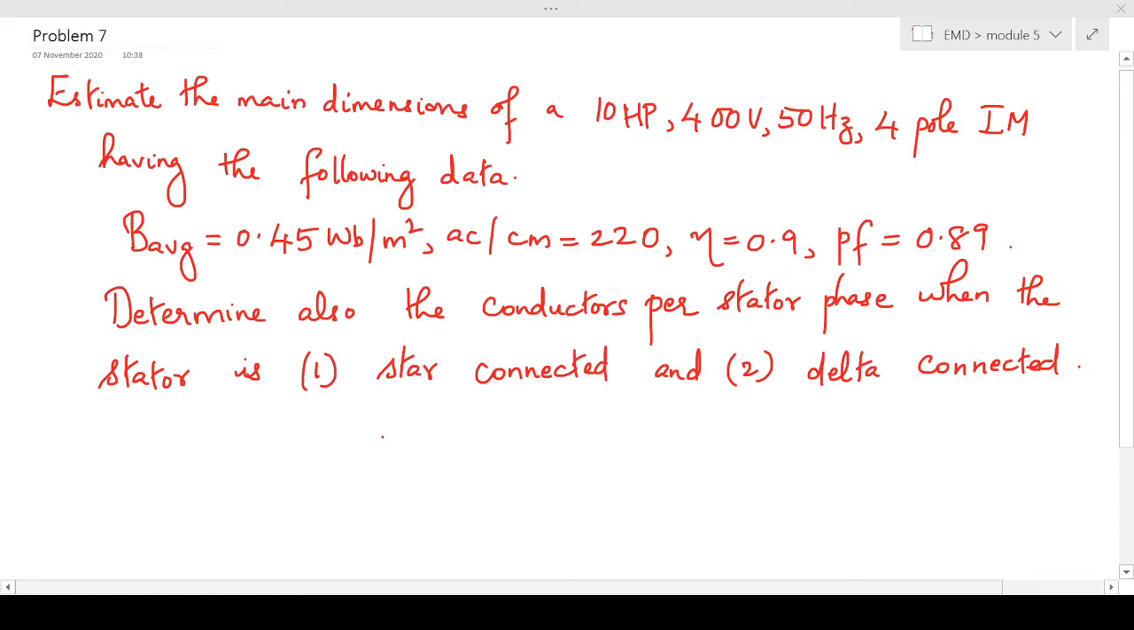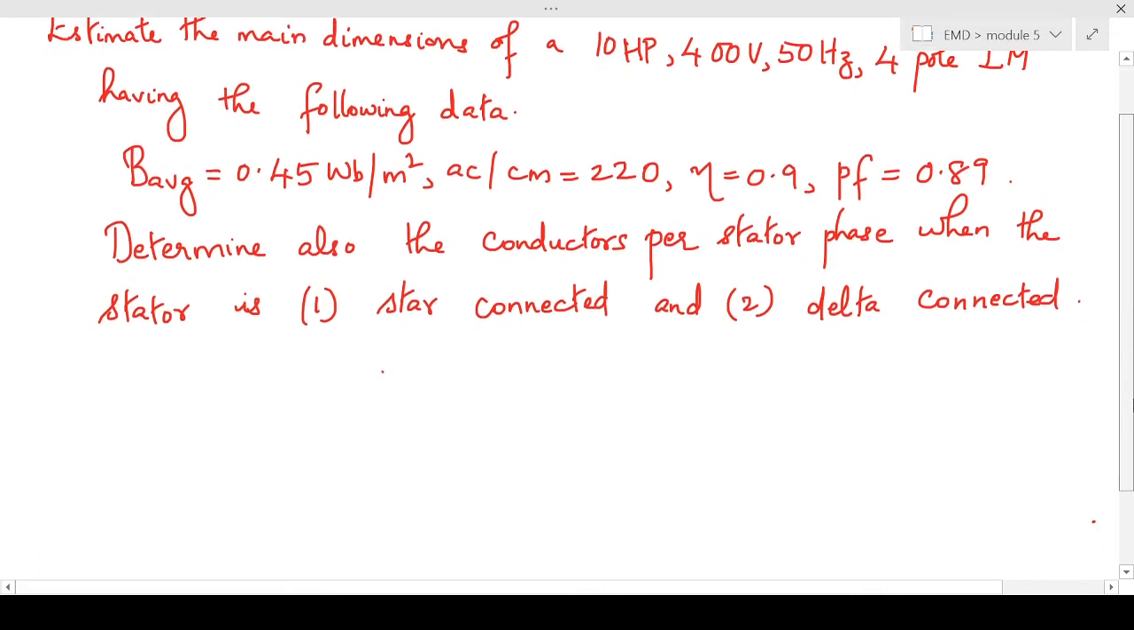Hello everyone, let's move on to the next design question. Estimate the main dimensions of a 10 HP 400 volt 50 Hz 4-pole induction motor having the following data. B average is 0.45 Weber per meter square, ampere conductors per centimeter is 220, efficiency is 0.9, power factor is 0.9. Determine also the conductors per stator phase when the stator is star connected and delta connected.